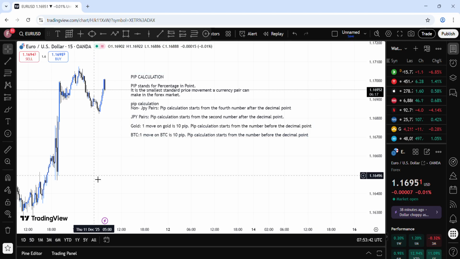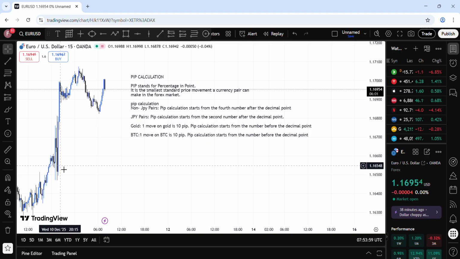We want to know how many pips the market has moved. From here to here, how many steps has the market taken? What is the number of pips the market has moved? Pips are just the steps, the movement made in the market.